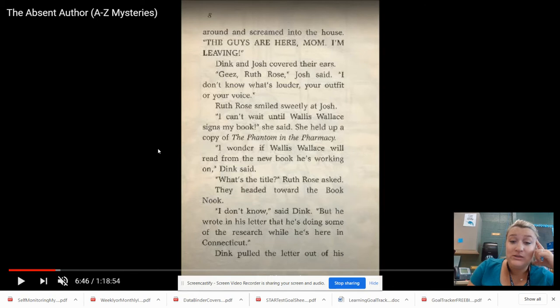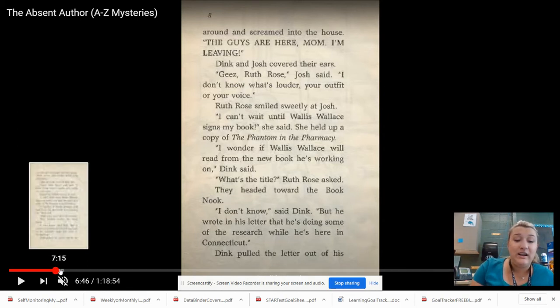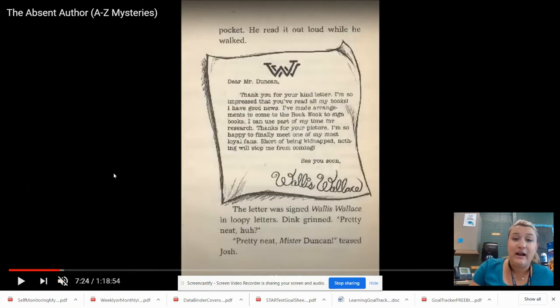"I wonder if Wallace Wallace will read from the new book he's working on," Dink said. "What's the title?" Ruth Rose asked. They headed toward the book nook. "I don't know," said Dink, "but he wrote in his letter that he's doing some of his research while he's here in Connecticut." Dink pulled the letter out of his pocket. He read it out loud while he walked.